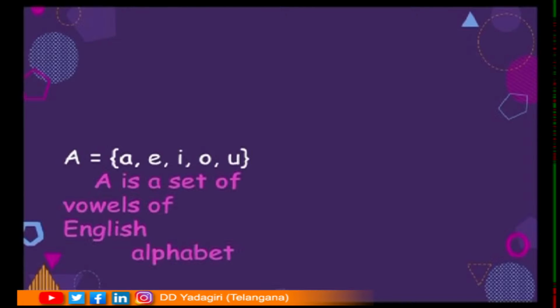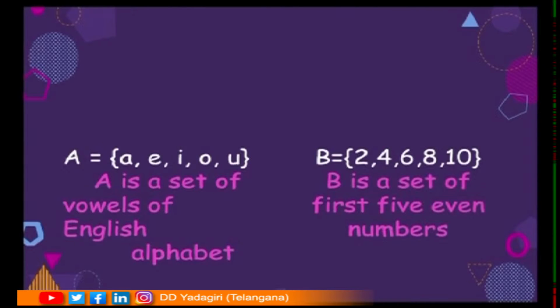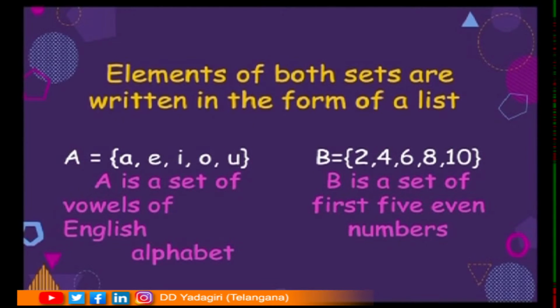That is right. A is a set of vowels of English alphabet. Now, B: 2, 4, 6, 8, 10, which is a set of first 5 even numbers. What have you observed there? We have written the elements of the sets as a list, which means we are listing the elements of the set. So, elements of both sets are written in the form of a list. This is one way of representing a set. Let us see in how many ways a set can be represented.